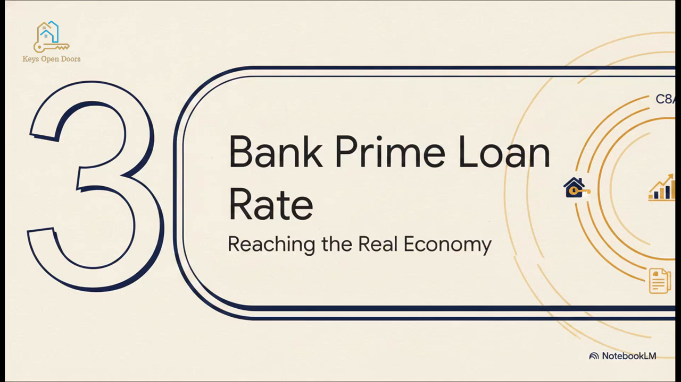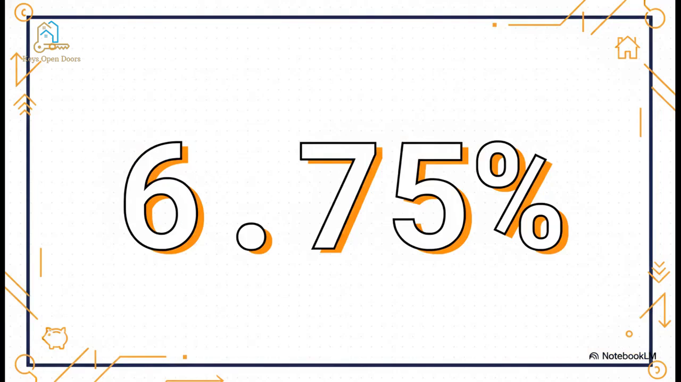All right, Section 3, the bank prime loan rate, reaching the real economy. So transitioning from those exclusive behind-the-scenes interbank rates over to the consumer side, we suddenly hit 6.75%. Notice that massive jump. While banks are charging each other 3.62% overnight, this new number is the monumental anchor figure for the rest of us. If you're an everyday borrower, or say a small business owner, this is the number you really need to care about.